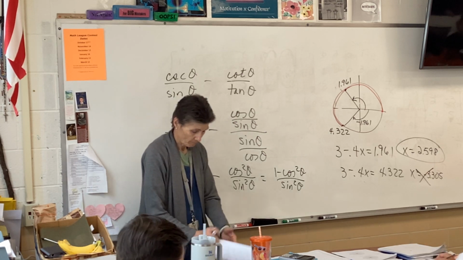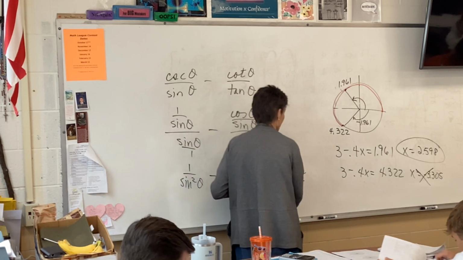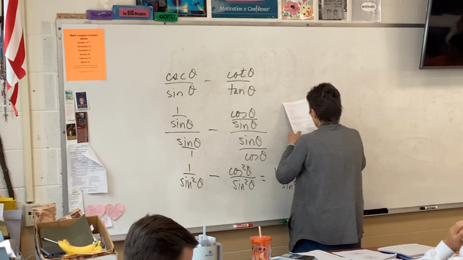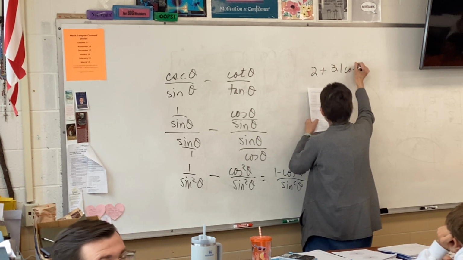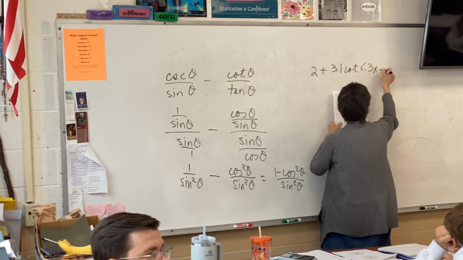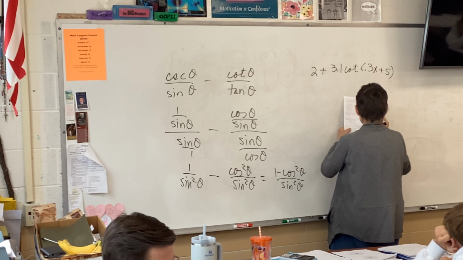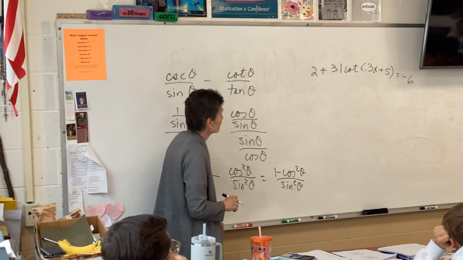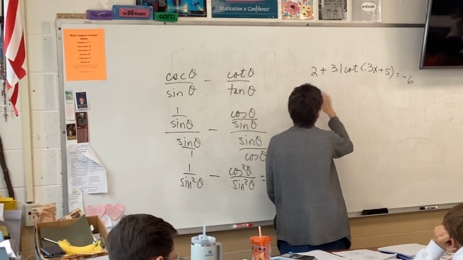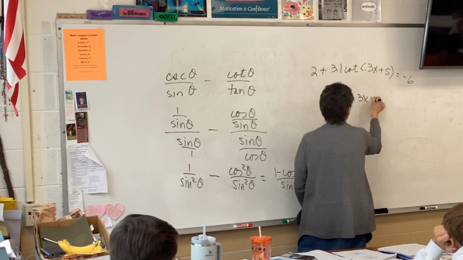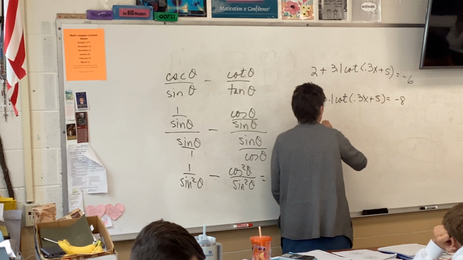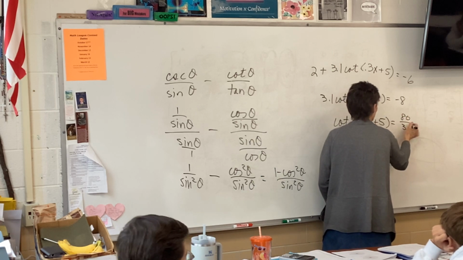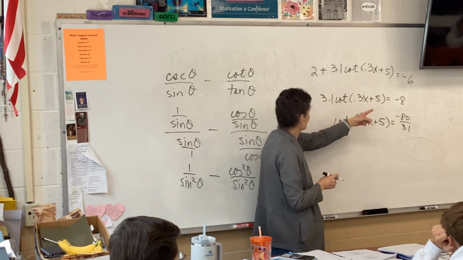Root 27. This is going to be another calculator problem, sorry I didn't tell you. All right, so 2 plus 3.1 cotangent of 0.3x plus 5, and I want this to equal negative 6. Okay, so I'll do just my basic math. So 3.1 cotangent will equal negative 8. And cotangent then will be negative 8 over 3.1. Is that okay?